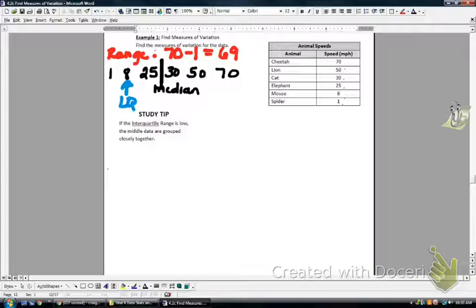Then I'm going to do the same thing for my upper quartile. And there's my upper quartile. So my range is 69. Lower quartile is 8. Upper quartile is 50.